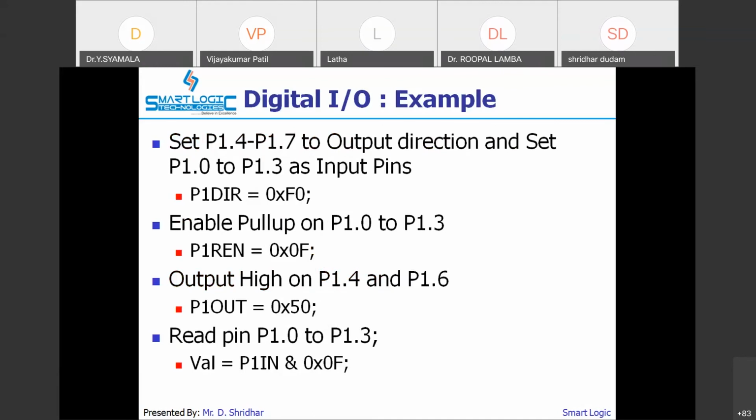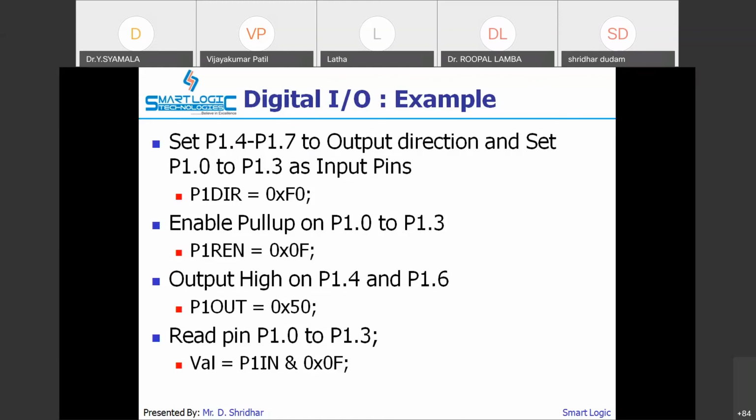So this means the higher nibble of port 1 becomes the output and the lower nibble becomes the input. If you want to enable the pull-ups on port pins, then simply make the corresponding port pin a 1. So here we have made the input port pins P1.0 to P1.3 an internal pull-up. So we write 0x0f like that.